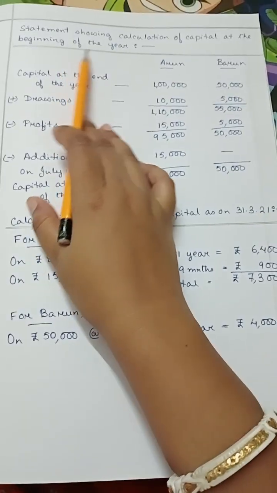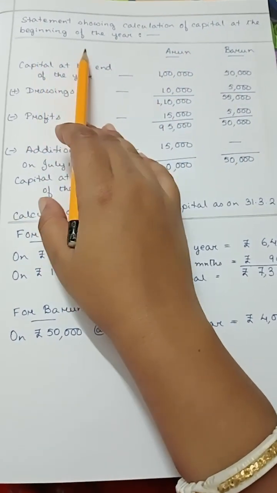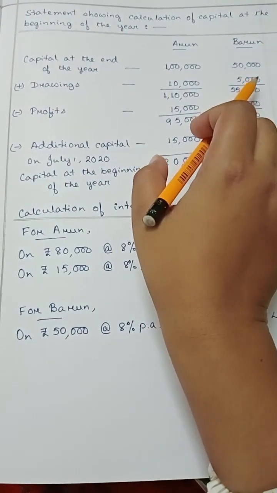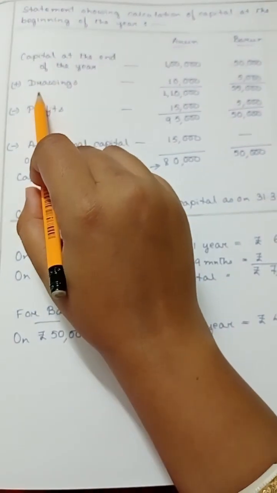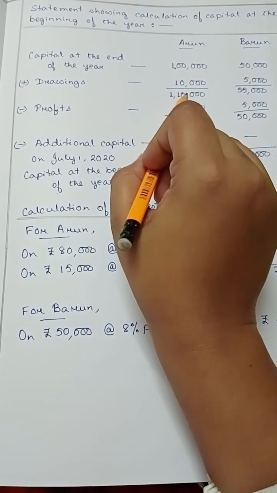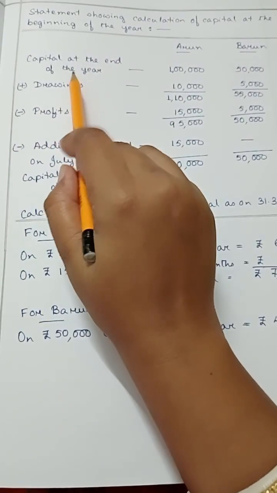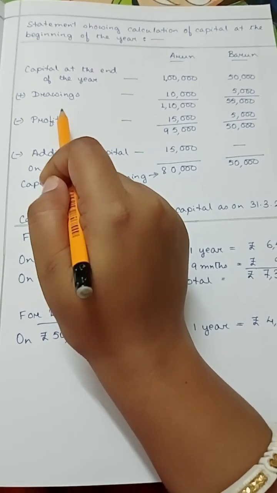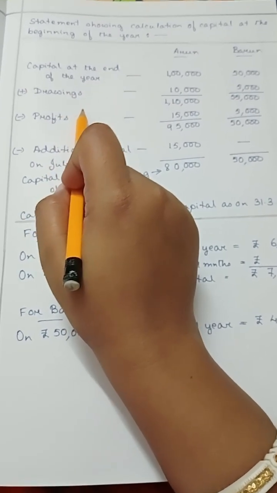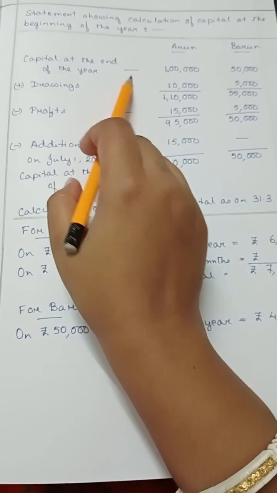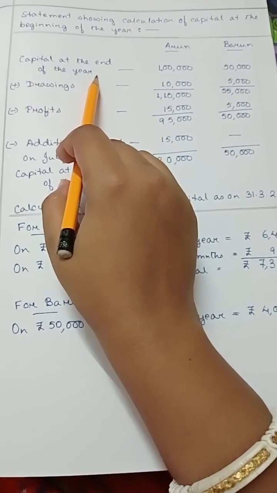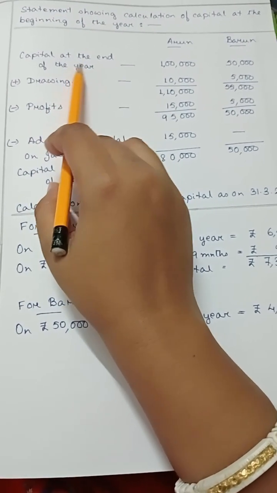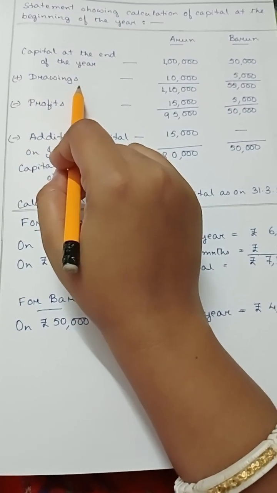You see here, statement showing calculation of capital at the beginning of the year. Now what is the capital at the end of the year? 1 lakh and 50,000. Okay. So with that we have to add drawings, because drawings are taken out by the partners from the business. So these are not capital of the business, these are capital of the partners. Okay, capital at the end of the year and drawings.